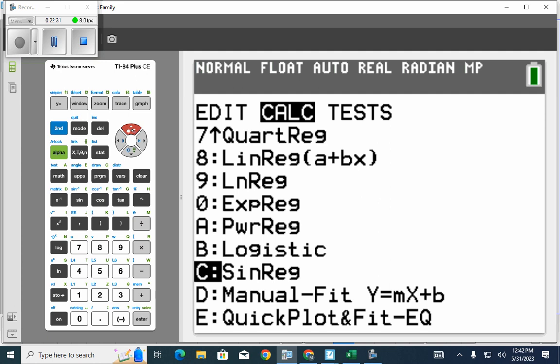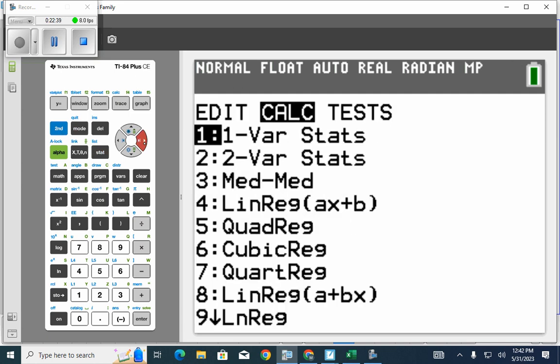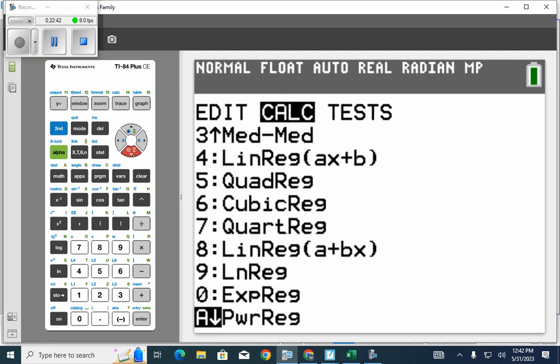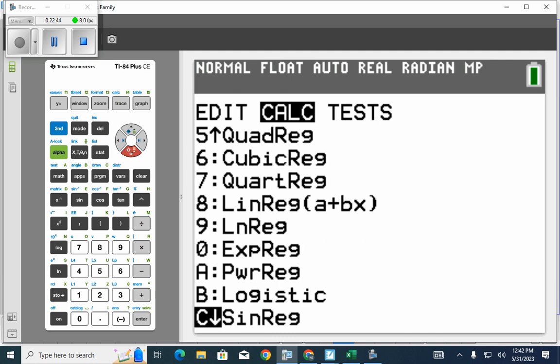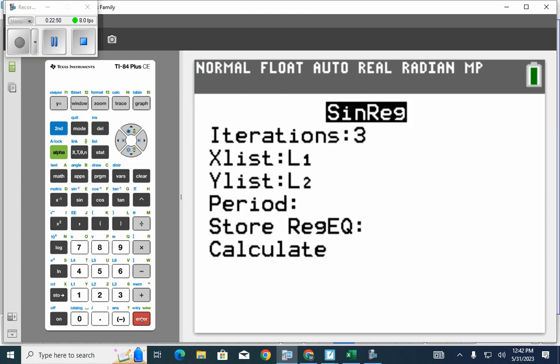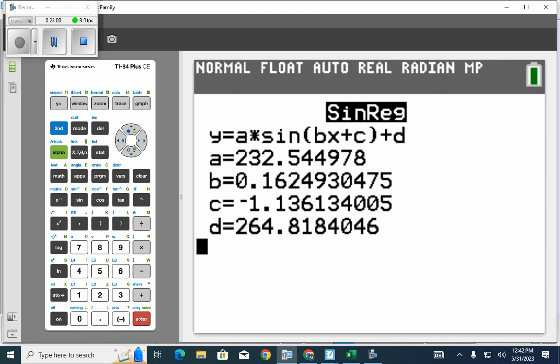The reason why you hit the up arrow is that this thing is on a circular menu, just to prove to you. If I hit the down arrow, I'd have to hit it a whole bunch of times before I get to letter C. But you can go up or down, it's up to you. So hit enter for sin reg. Go down till you get to calculate. And there's the formula.